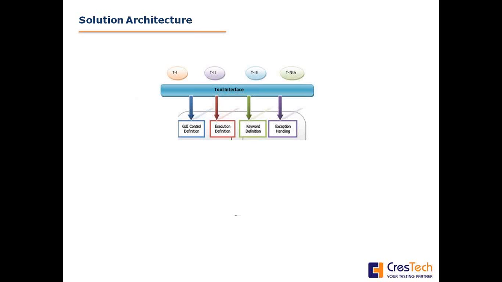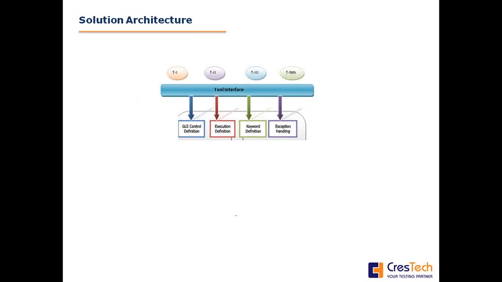So moving to the next component, which is keyword definition, the third one. Each automation tool has a list of actions that can be performed, and by actions I mean actions like click, actions like verify. So all these actions, there are certain generic actions which are common across different tools, and there could be some specific actions with respect to a specialized tool.